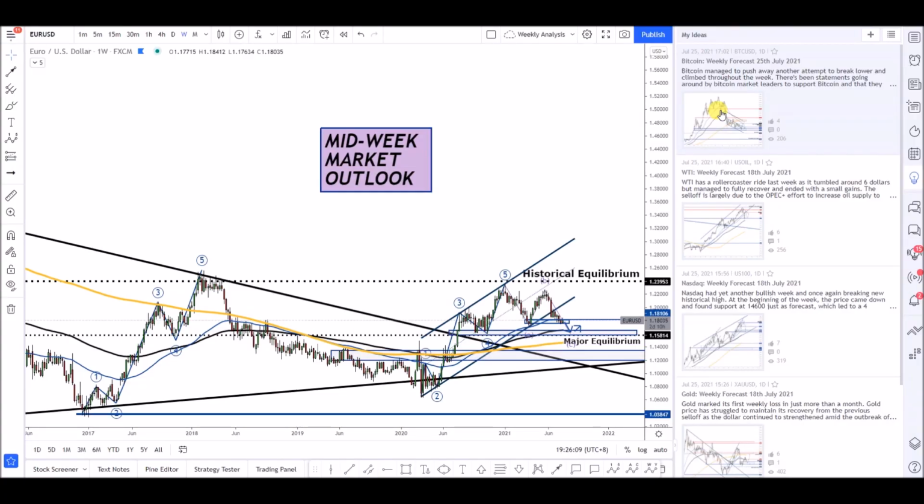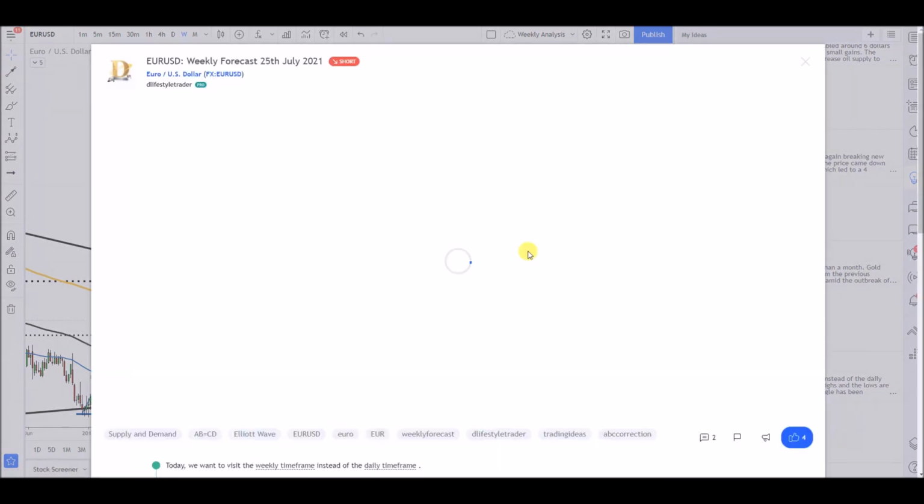Hello everyone, today is the 28th of July 2021, and in this midweek markets outlook video, we are going to run you through our weekly forecast and how it has developed so far and what will be the trading plan going forward.